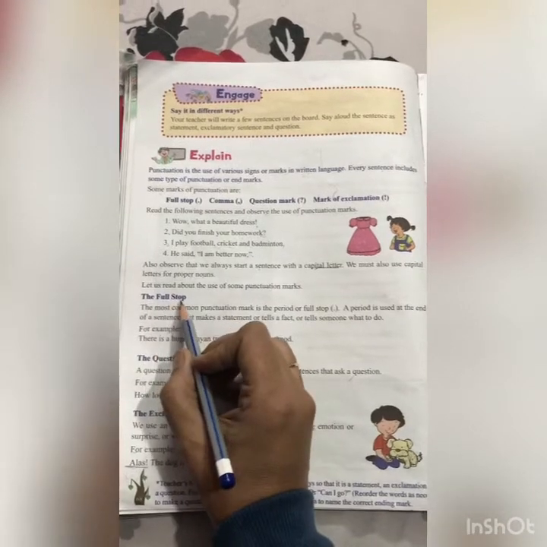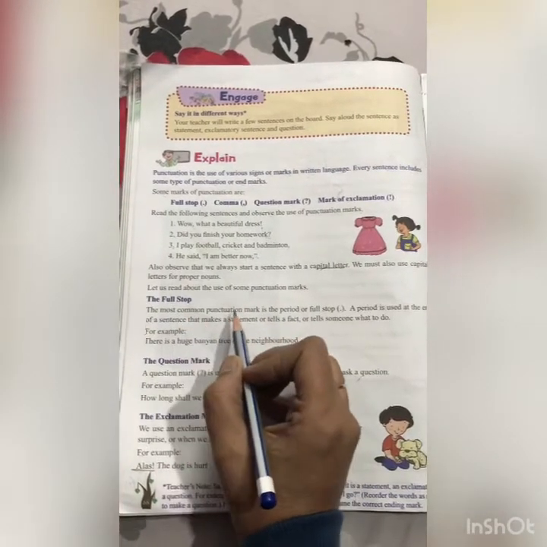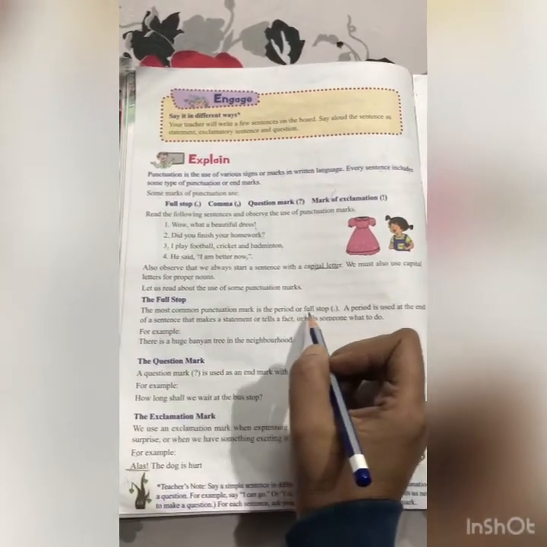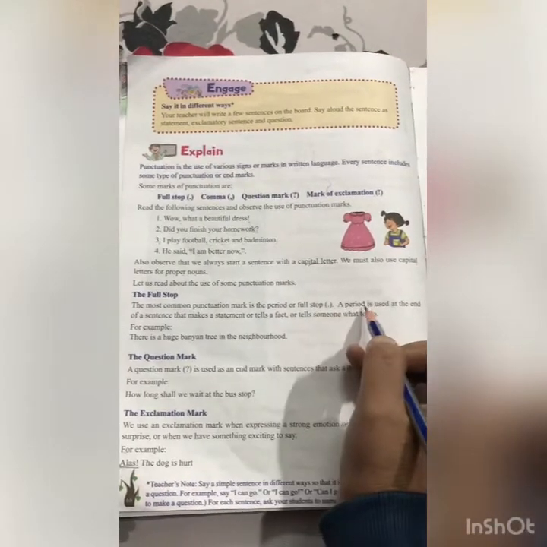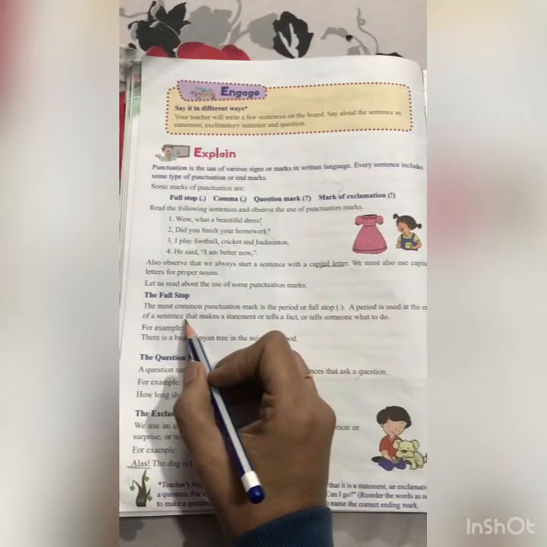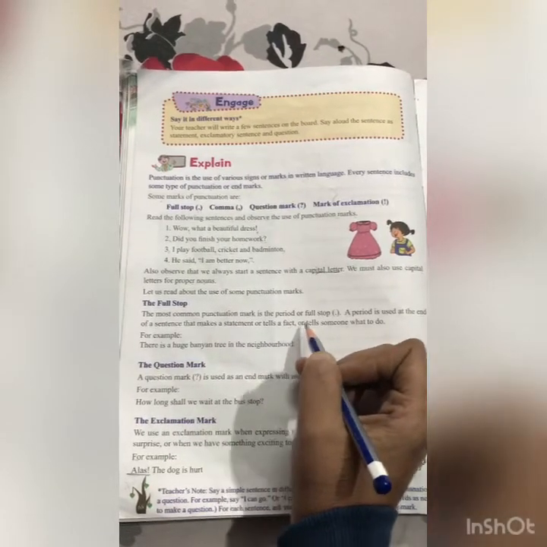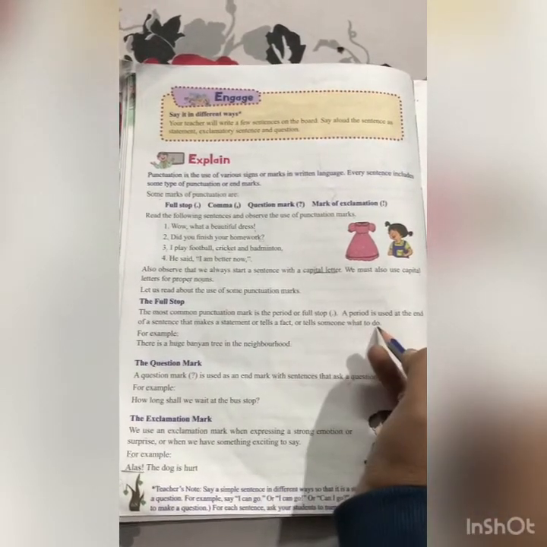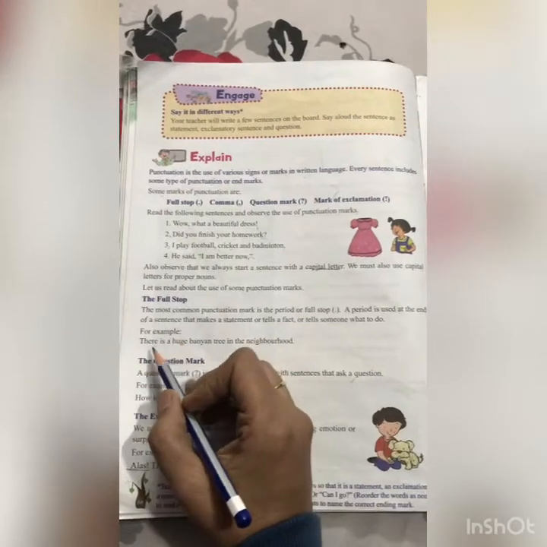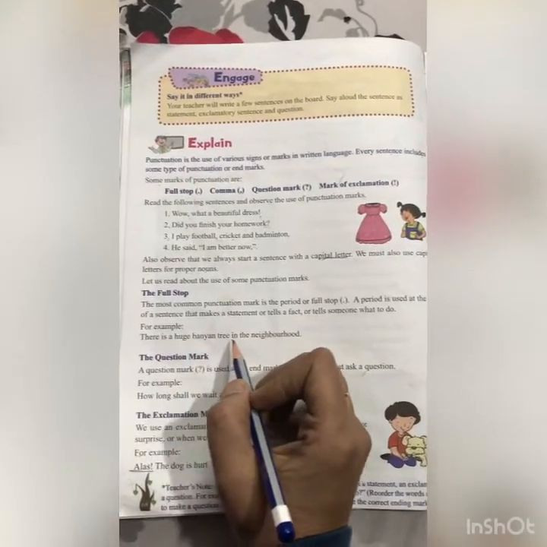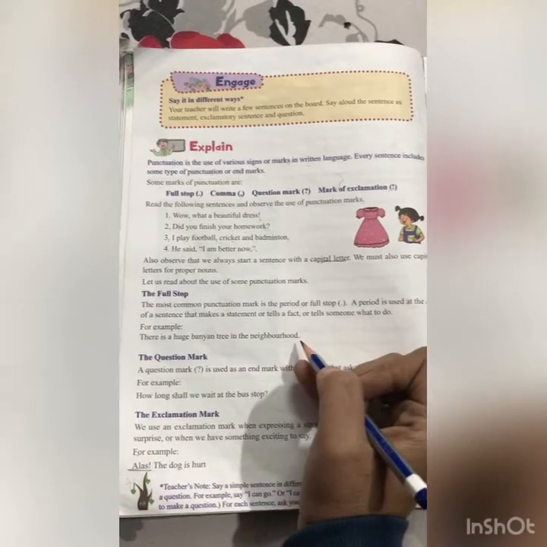First is the full stop. The most common punctuation mark is the period or full stop. A period is used at the end of a sentence that makes a statement or tells a fact or tells someone what to do. For example, "There is a huge banyan tree in the neighborhood." Full stop.